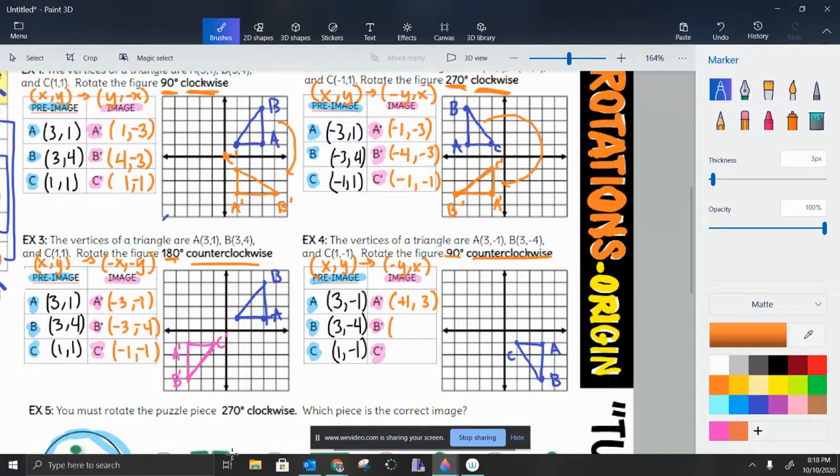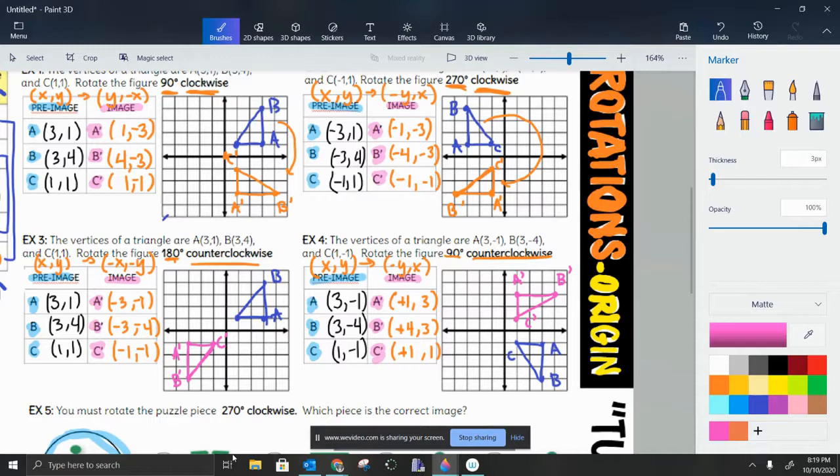So (-4, 3) for the second one, and then I change the sign of the first number. And then (1, -1) becomes (-1, 1), and I change the sign of the first number. So I can plot my new shape. (1, 3), so there's A prime. (4, 3), so there's B prime. And (1, 1), there's C prime. And I wound up in the correct quadrant, so I know I did this correctly.